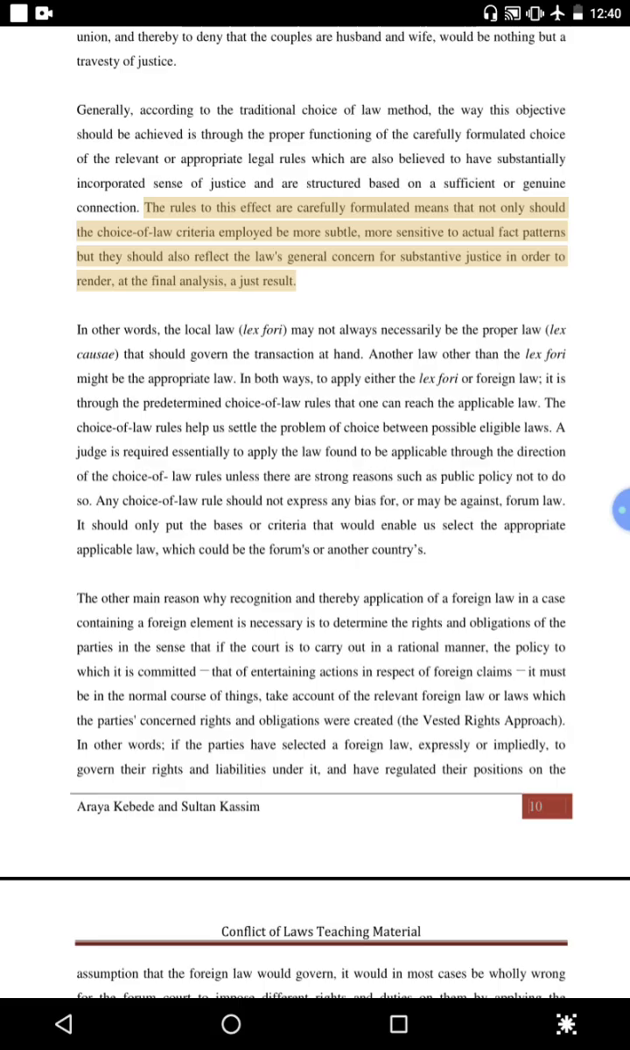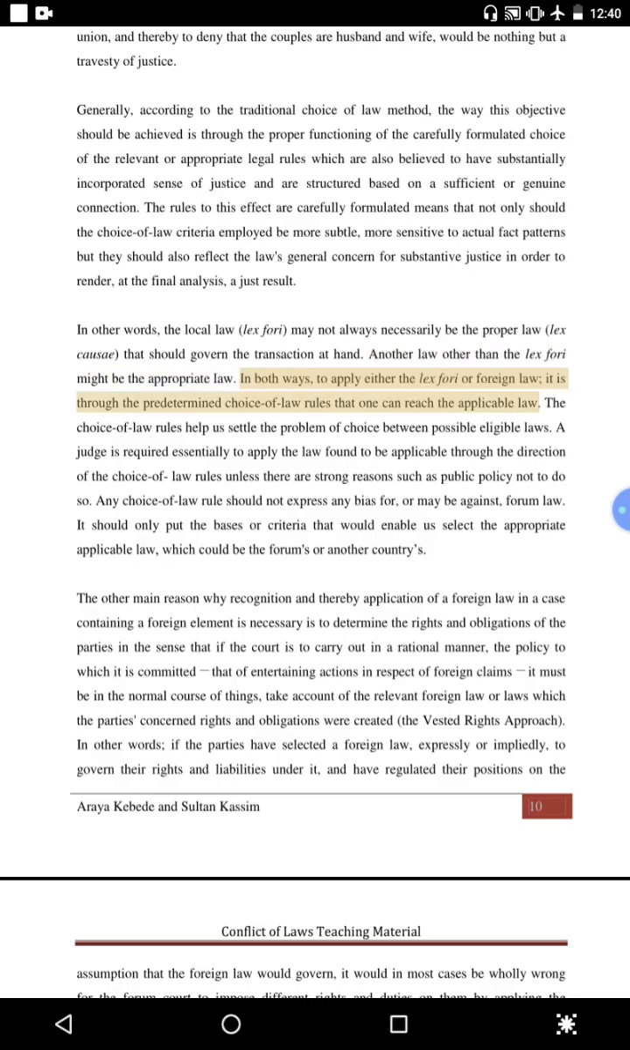That the rules to this effect are carefully formulated means that not only should the choice of law criteria employed be more subtle, more sensitive to actual fact patterns, but they should also reflect the law's general concern for substantive justice in order to render, in the final analysis, a just result. In other words, the local law, lex fori, may not always necessarily be the proper law, lex causae, that should govern the transaction at hand. Another law other than the lex fori might be the appropriate law.